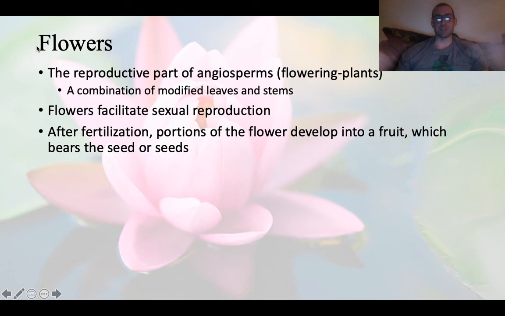I'll go in at a later lecture when we look more in depth at pollination. I'll talk a little bit more about sexual reproduction and its importance from an evolutionary standpoint, why sexual reproduction is so important and why so many organisms practice it. But for now, you should just remember that flowers are the structure, the mechanism that facilitates sexual reproduction in plants. And importantly, after fertilization, portions of the flower then develop into the fruit, which will bear the seed or seeds of the plant.